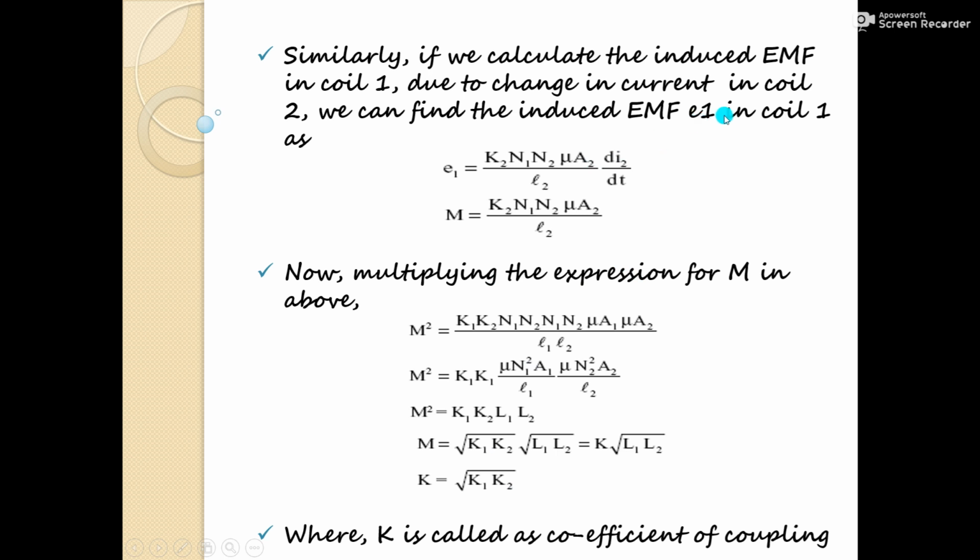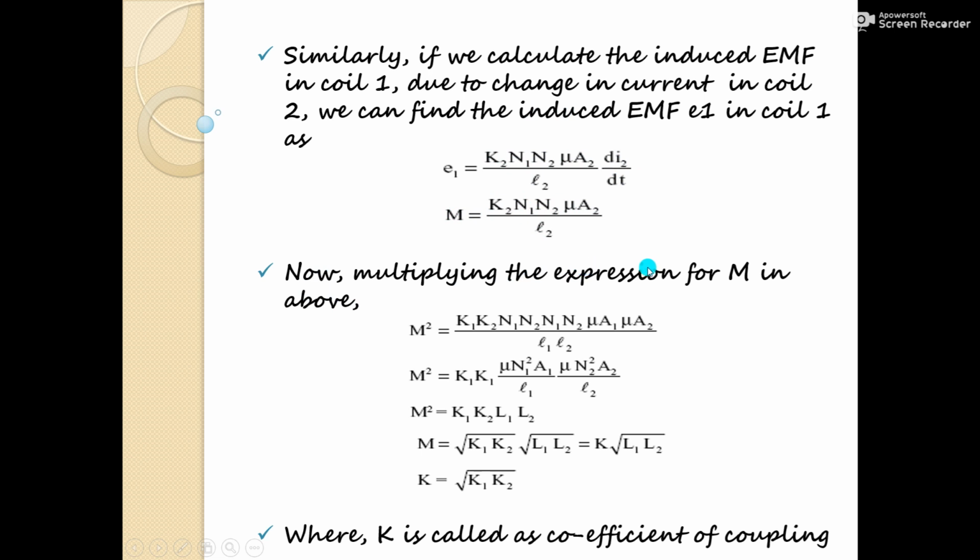Similarly, if we calculate the induced EMF in coil 1 due to the change in current in coil 2, we can find the induced EMF E1 in coil 1. So that can be written as E1 equal to K2 N1 N2 mu A2 upon L2 di2 by dt. So M is equal to K2 N1 N2 mu A2 upon L2.